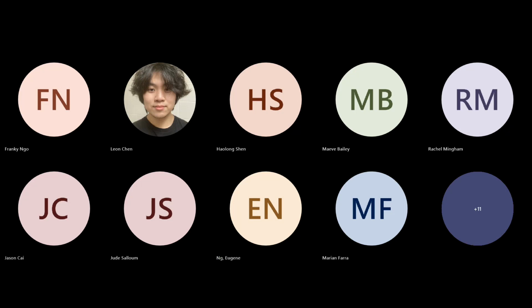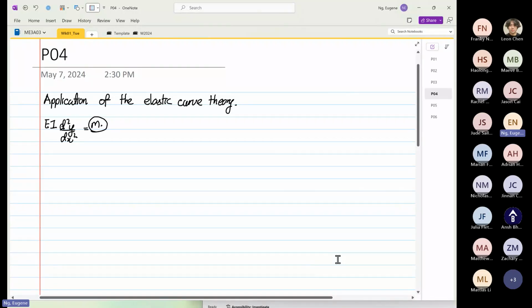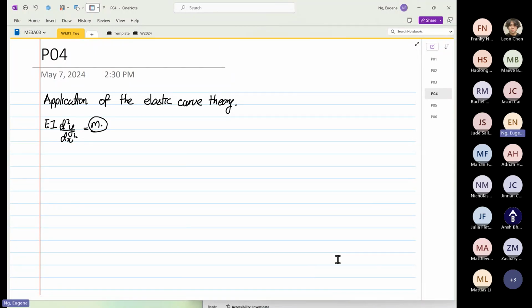Okay. So now we're going to see how the elastic curve equation works. Now we're going to look at a different structure. This structure is a cantilever beam.